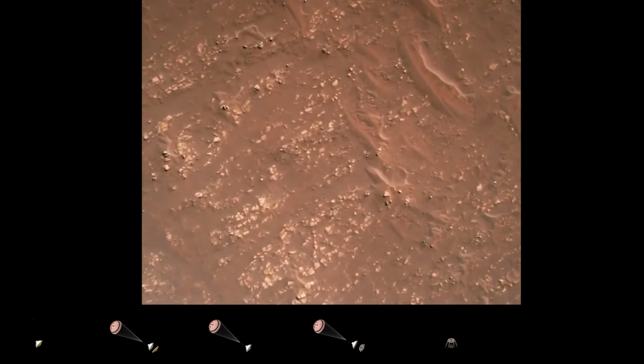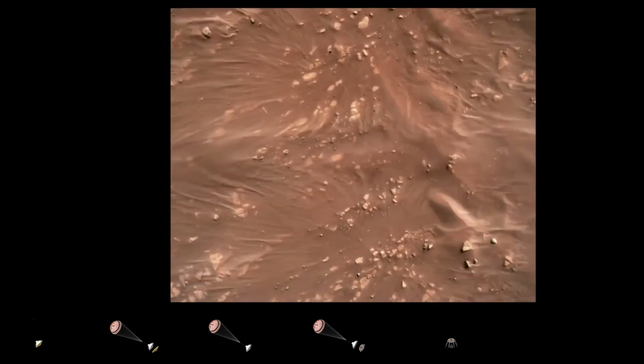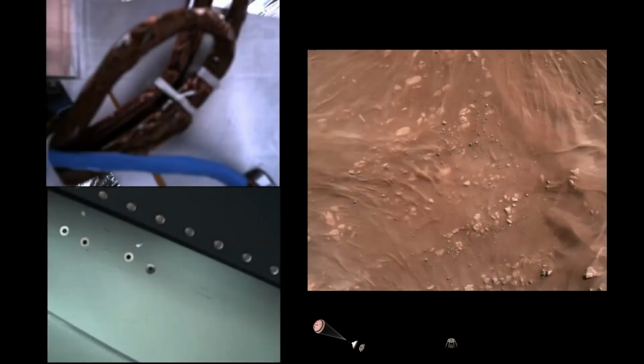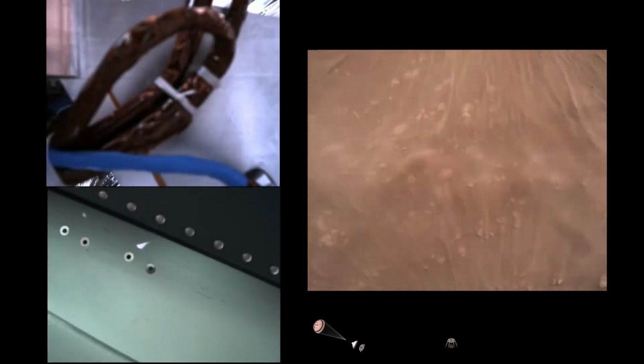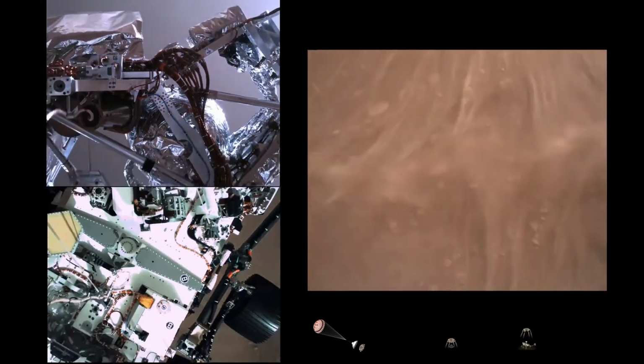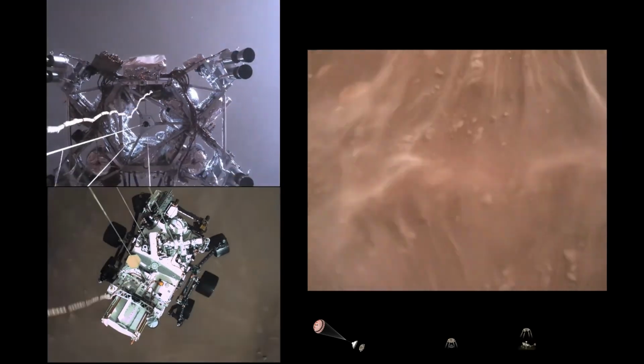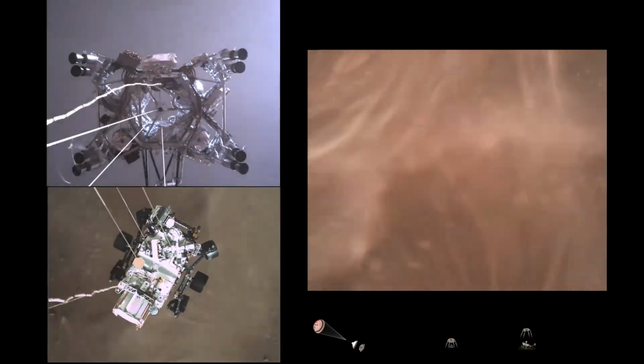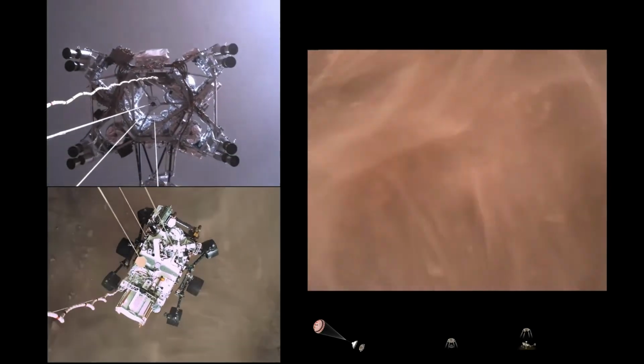We have started our constant velocity phase, which means we are about to conduct the sky crane maneuver. Sky crane maneuver has started, about 20 meters off the surface.